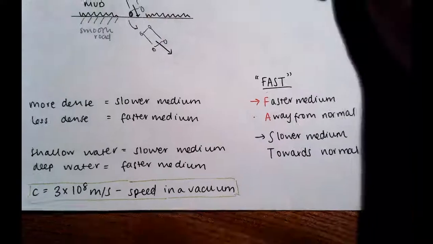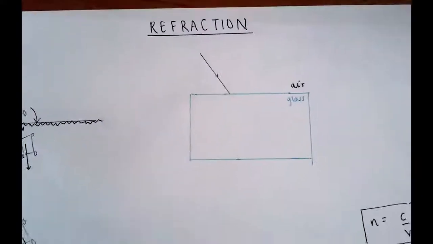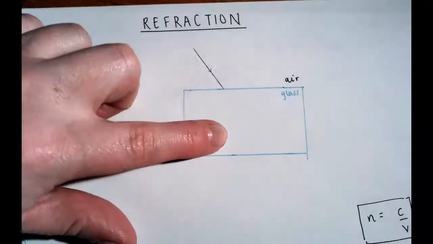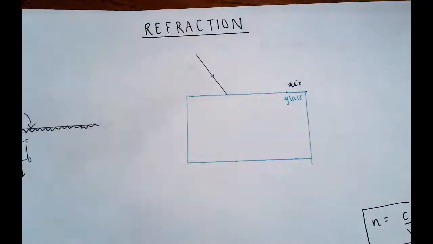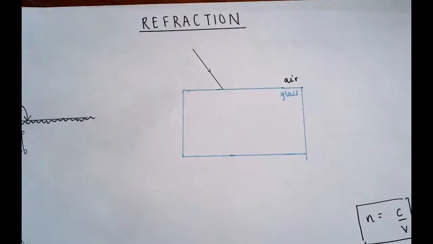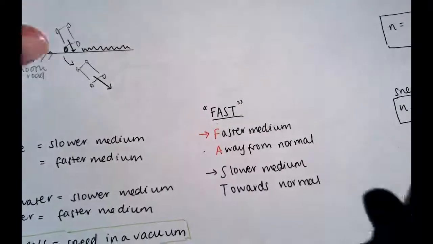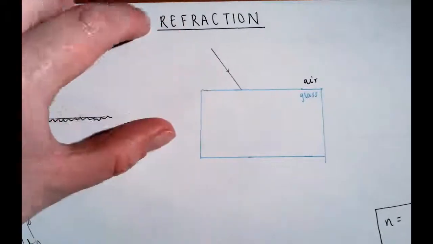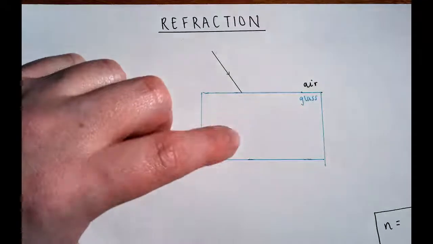And that's really helpful for when you are drawing sketches in your exam of refraction. Okay, so you can see here I've got air and I've got glass. This is a more dense medium than air, obviously. Glass is more dense. Okay, if I'm going into a more dense medium, I'm going into a slower medium, I go towards the normal. So I know that when this light ray hits the boundary and it refracts, that means it's going to bend towards the normal.